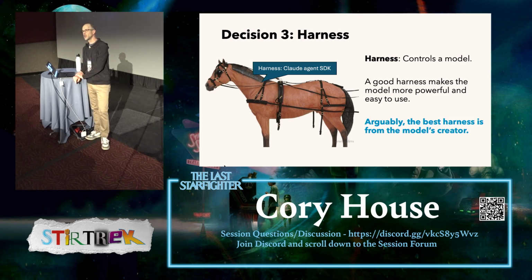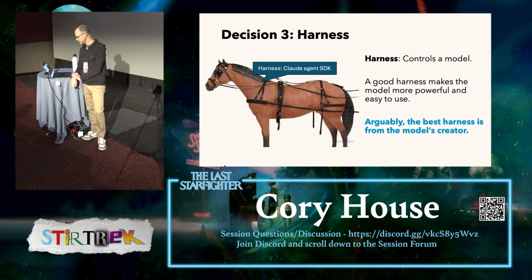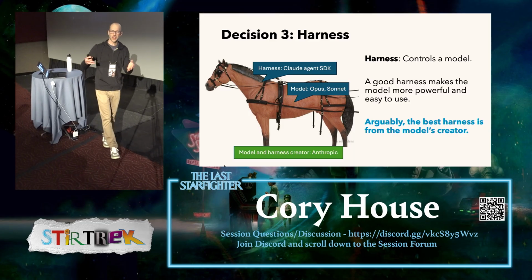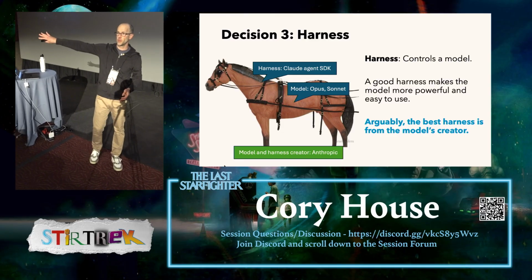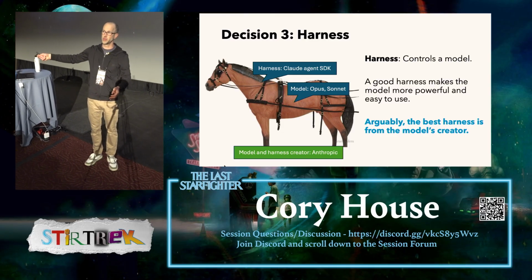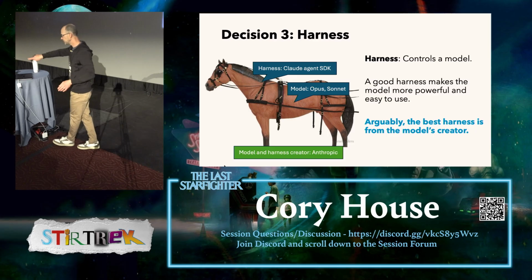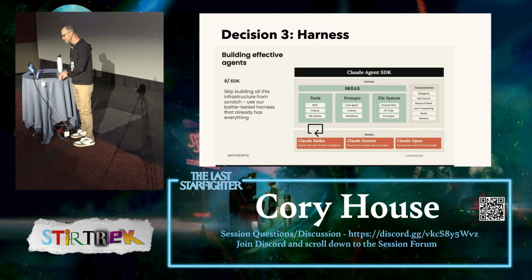So think about this for a second. If you're using Claude Code, then effectively your harness is Claude's agent SDK, and the model is going to be Opus, Sonnet, Haiku, whatever. But the point is, the model and the harness creator are made by the same company, which is Anthropic. And that's part of what gives Claude Code such wonderful output. Yes, I could go over into, say, GitHub Copilot, and I could use one of the Anthropic models, but I'm using a harness created by Microsoft instead of a harness created by Anthropic. And I would rather use the harness created by the model creator for this exact reason.